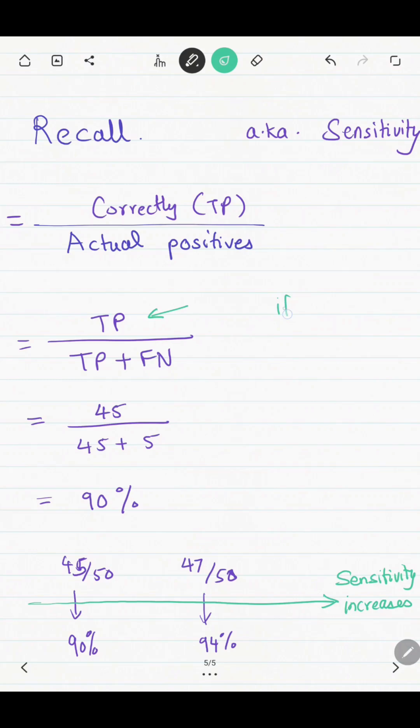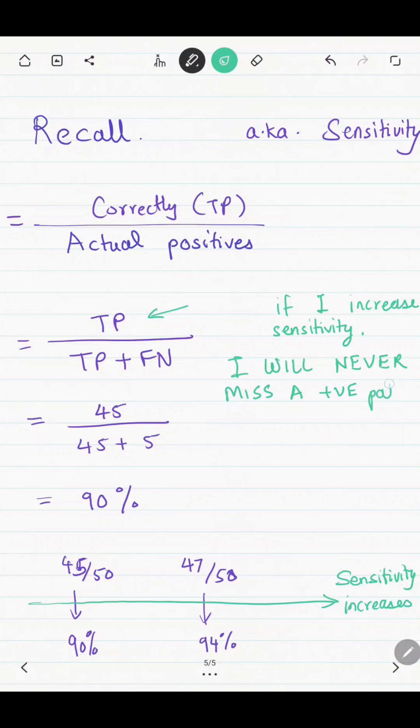So if I make my model more and more sensitive, basically what I'm saying is I should not miss any case or any positive case. I should not miss any patient. If it is used in a spam detection scenario, I should not miss any spam. If I'm using it in a fraud detection scenario, I should not miss any fraud. But that naturally comes with a drawback.